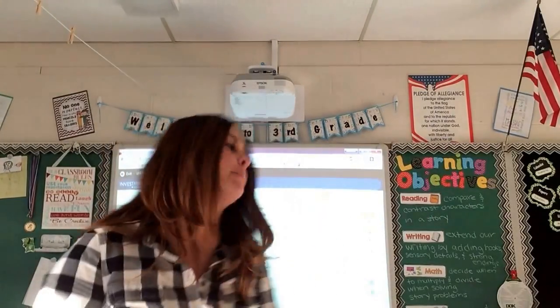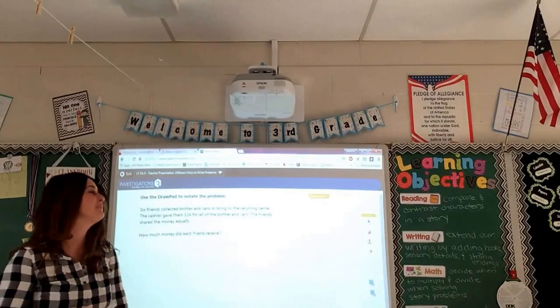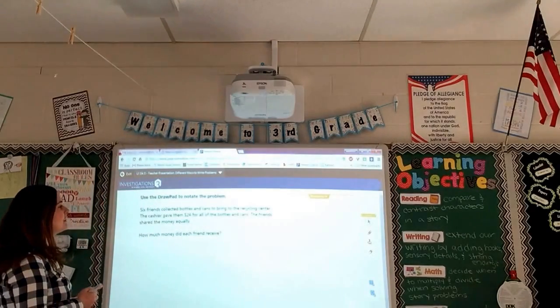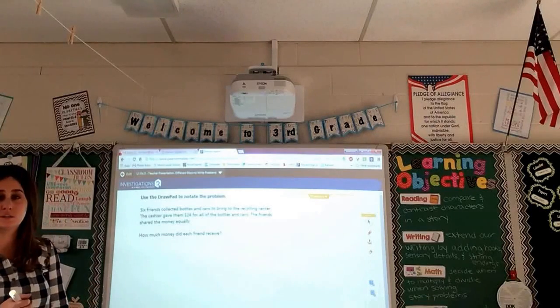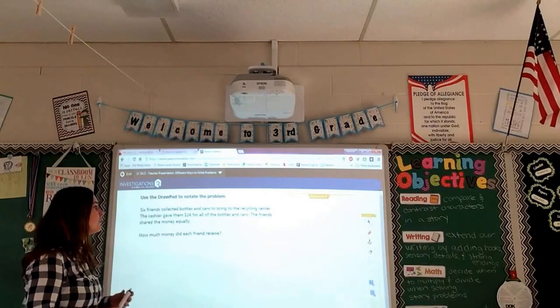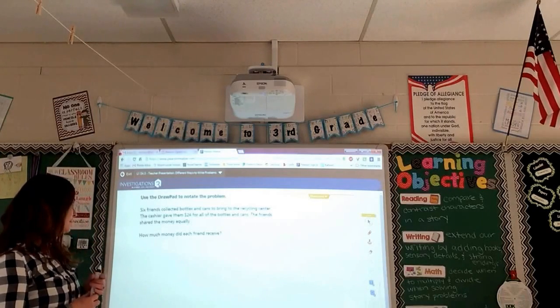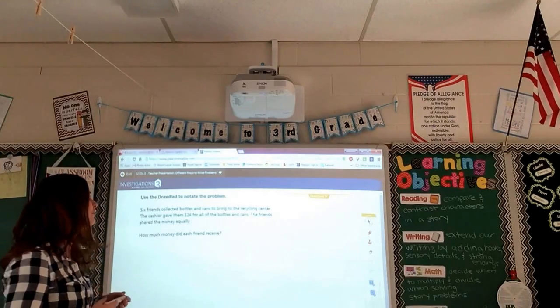So let's review the problem that we did in class today. I know you probably can't see it from home, but it says, 6 friends collected bottles and cans to bring to the recycling center. The cashier gave them $24 for all the bottles and cans. The friends shared the money equally. How much money did each friend receive?